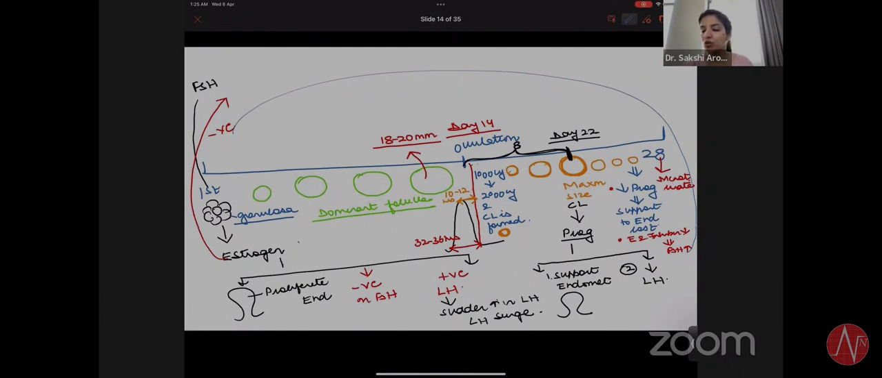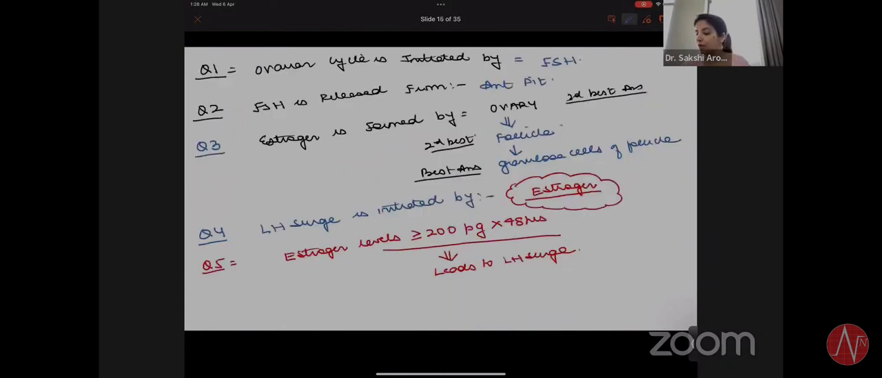Chat box में quickly show me a thumbs up if you've understood menstrual cycle. Show me a yes or a no. Have you understood? Okay. Great. Fine. Now, continue your questions.